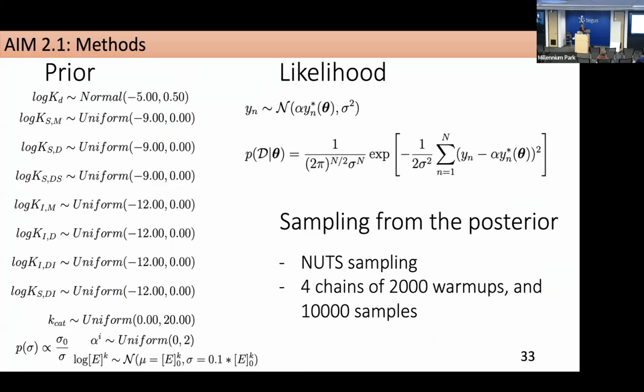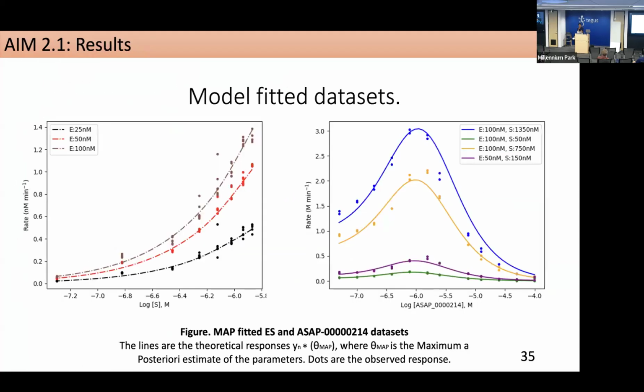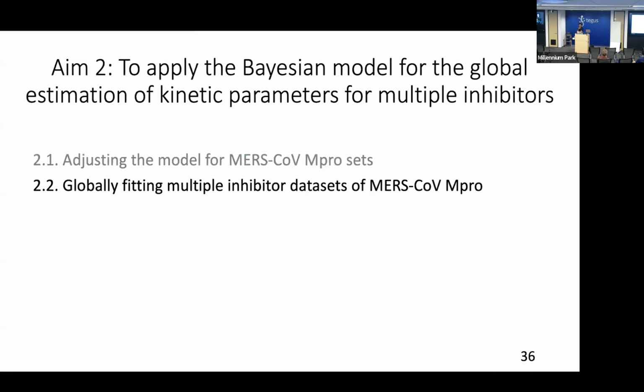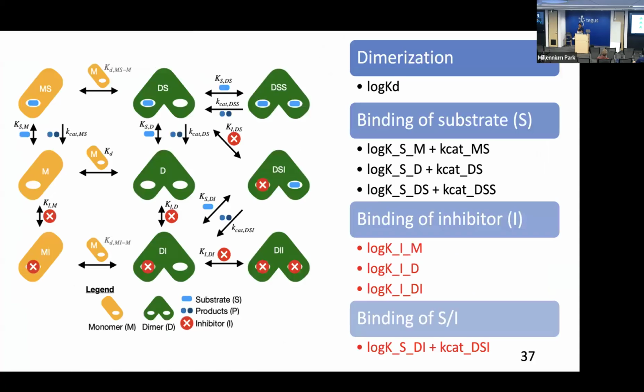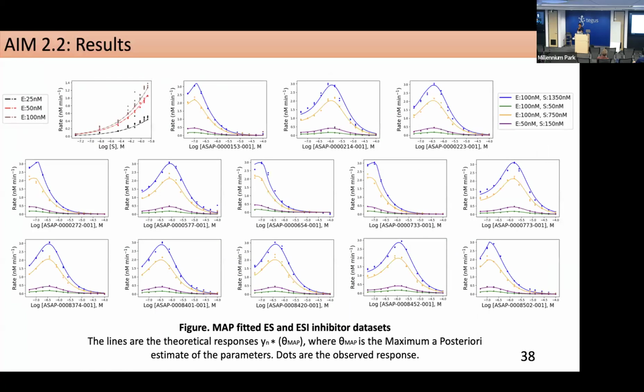And these are very similar methods to what we have done before with the Bayesian regression. And we have results where we can fit curves or data where you have multiple enzyme and multiple substrate concentrations and multiple inhibitor concentrations. And we did this for many different inhibitors. And we do this all at once, we fit these all at once.